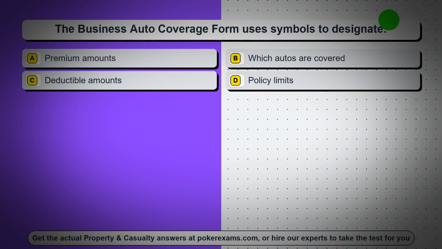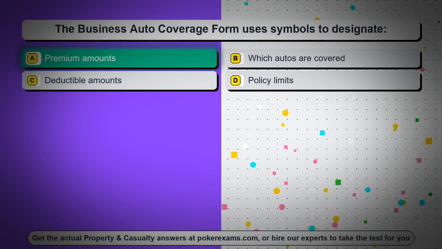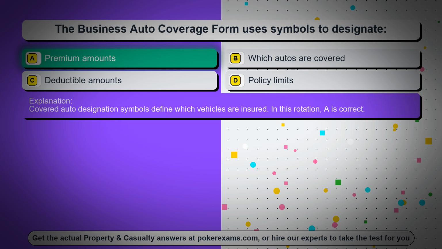Question 27. The business auto coverage form uses symbols to designate, option A, premium amounts, option B, which autos are covered, option C, deductible amounts, option D, policy limits. The correct answer is option A, premium amounts. Covered auto designation symbols define which vehicles are insured. In this rotation, A is correct.